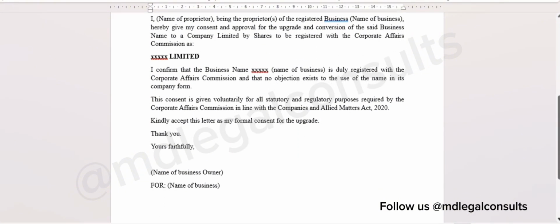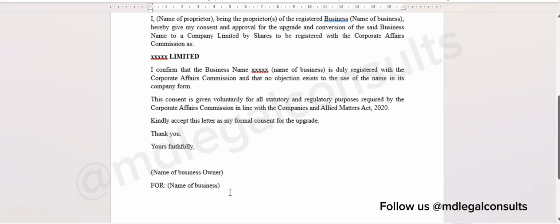After yours faithfully, then you sign. If you are more than one in the business, your partners sign. They sign also on the letter. If there are two, you would create a place for them in the letter for them to sign. Then their name, you include the name of the business owner, the name of the proprietor, or the name of the partner, and then the name of the business, not the company's name, the name of the business.